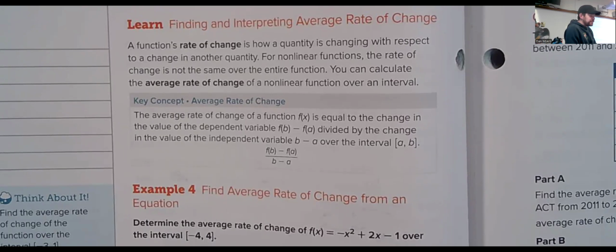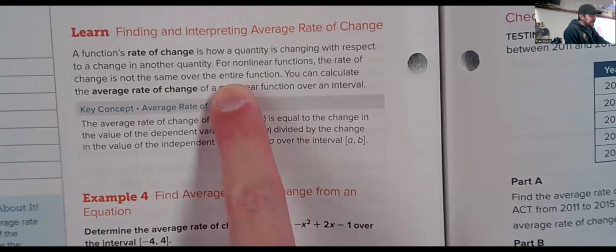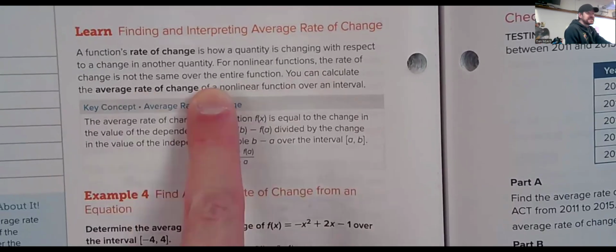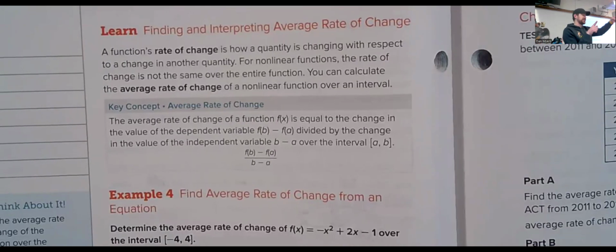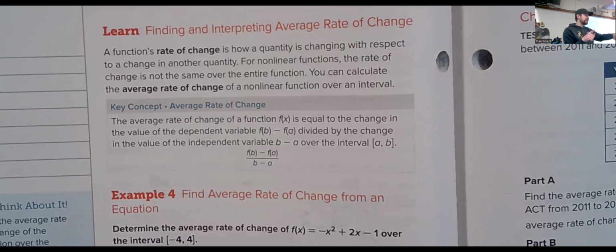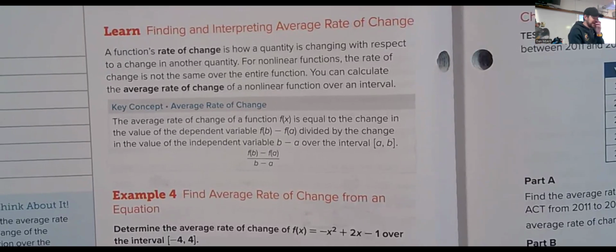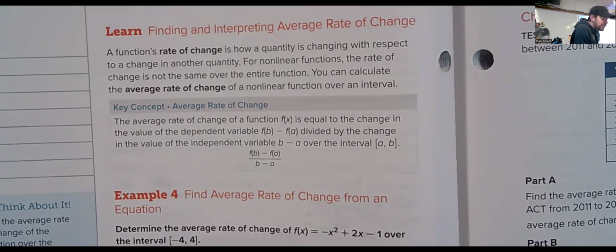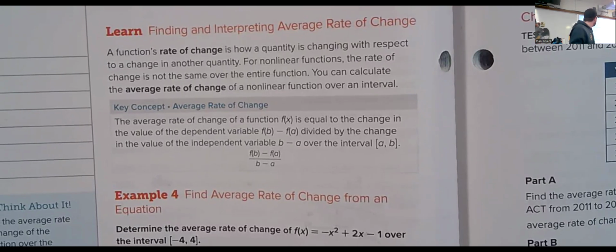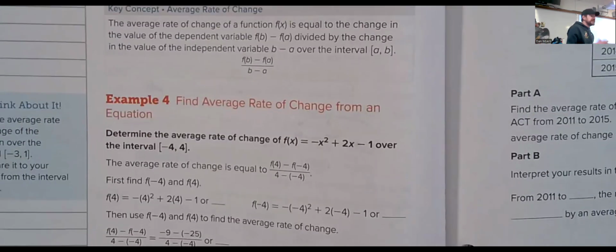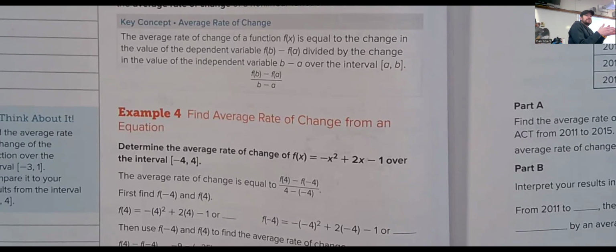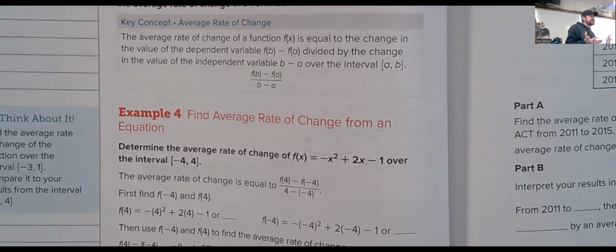However, for nonlinear functions, the rate of change is not the same over the entire function, right? It's steep and then it gets shallow and then it actually goes negative. So the rate of change is not constant in any shape. However, you can find the average rate of change if you focus in on a smaller part of the function. So if you don't look at the function as a whole, and you look at just the values between here and here, what's the average rate of change?